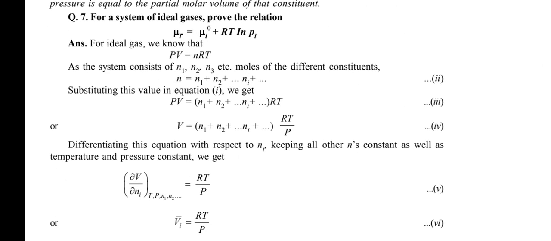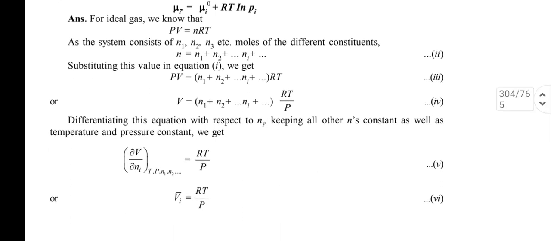Differentiating this equation with respect to ni, keeping all other n's constant as well as temperature and pressure constant, we get ∂V/∂ni at constant temperature, pressure, n1, n2 equals RT by P. So Vi bar equals RT by P.